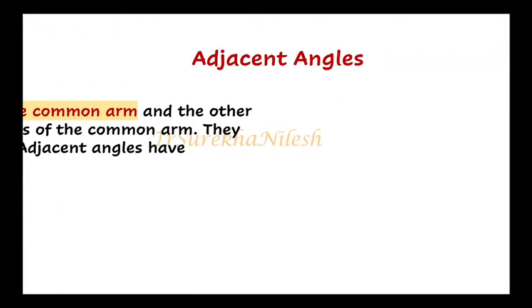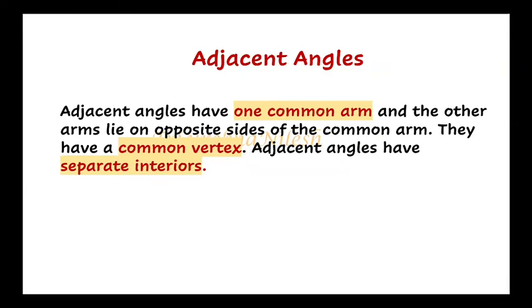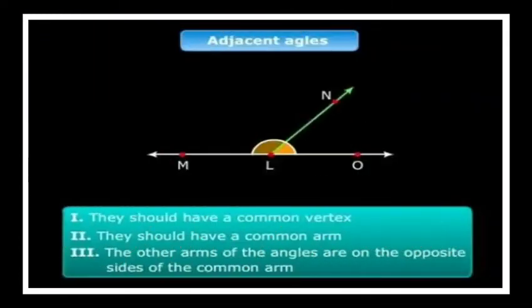So, adjacent angles have one common arm and the other arm lies on opposite sides of the common arm. They have a common vertex. Adjacent angles have separate interiors. Now, to know more about it, let's see a video.